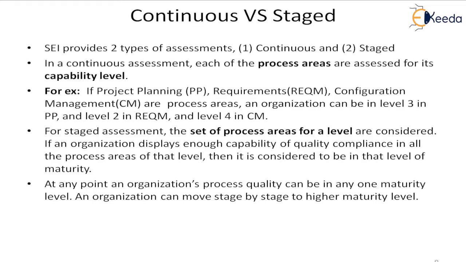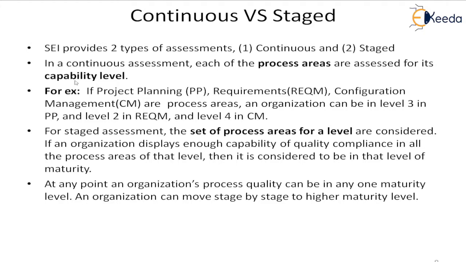Now let's look at continuous versus staged. There are two types of assessment that an organization can go through in CMM. SEI provides two types of assessment: one is called a continuous assessment, the other is called a staged assessment. In the continuous assessment, the process areas are assessed for their capability level. So for those 5 levels that we have just seen, for each process area, we see in which level it is, whether it is in level 2, level 3, level 4 or level 5.